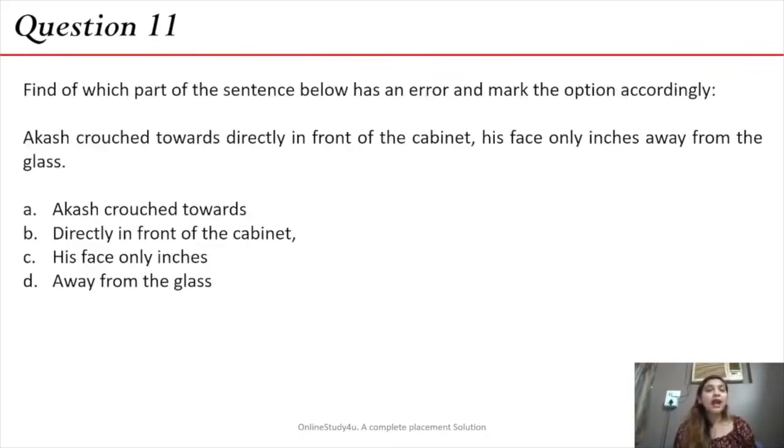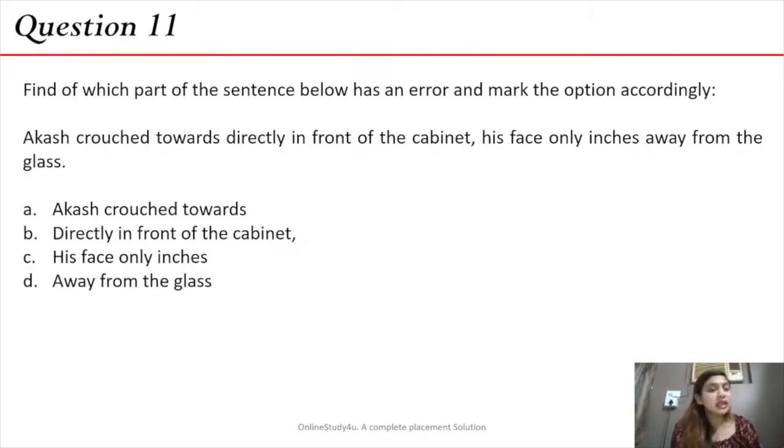Okay, with that, I'm going to move to the other question, which is: find which part of the sentence below has an error and mark the answer option accordingly. Now they've given you one sentence and 4 options, and one of the options certainly has some sort of an error, some sort of a problem. So our idea is to understand which part of it has an error. Is it A, B, C, or D?